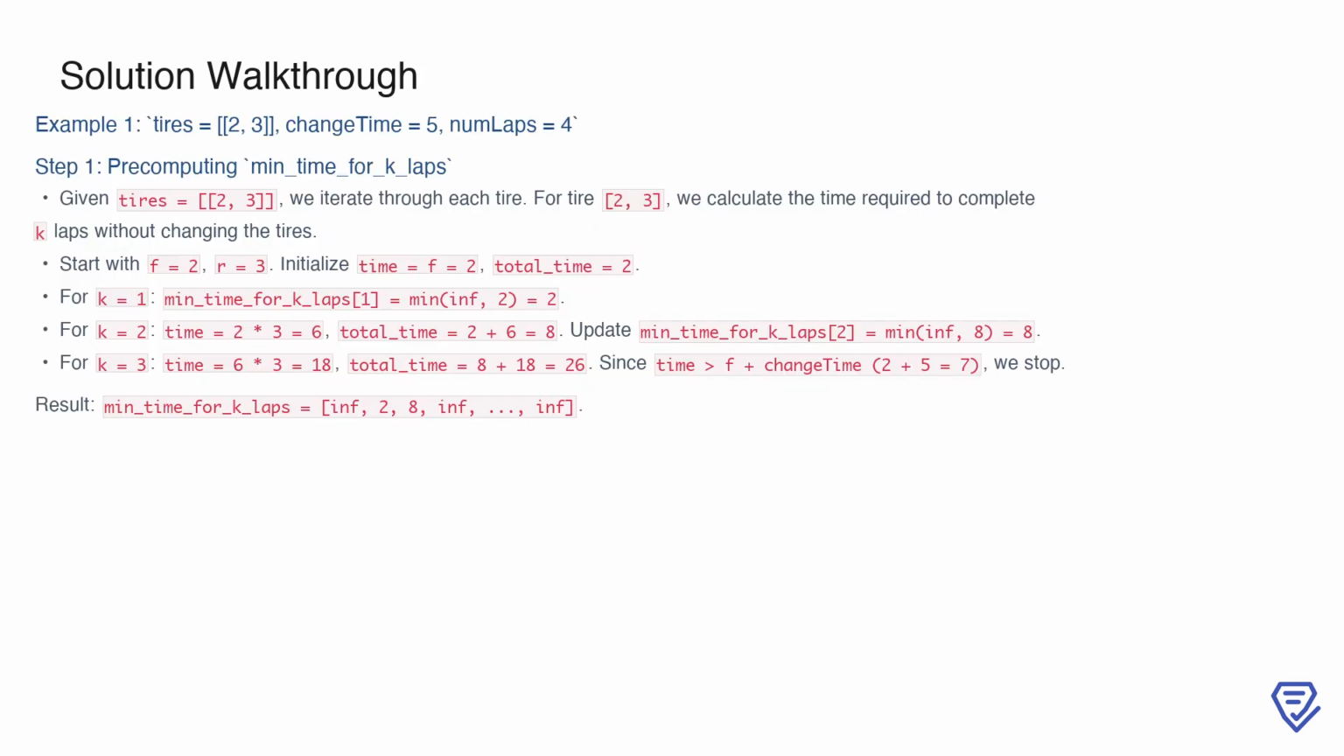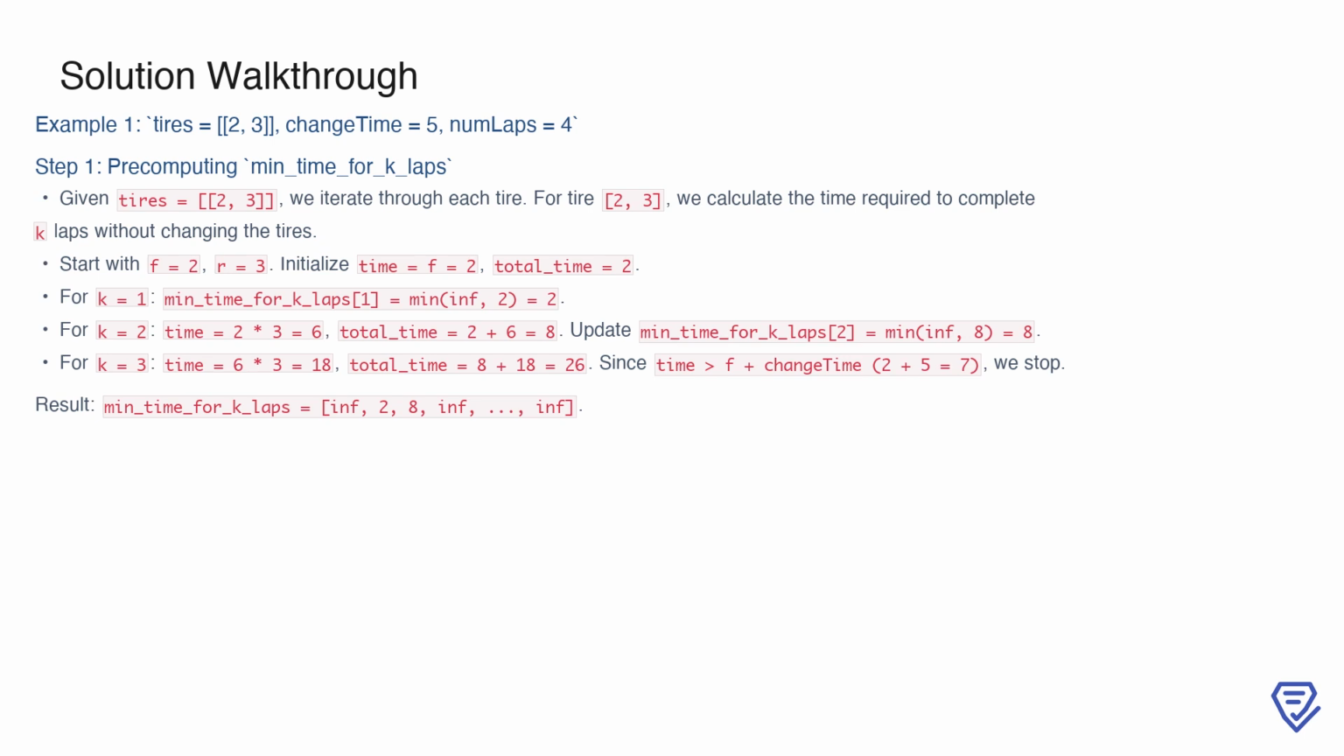We begin with the first example, where the tires are given as [2, 3], the change time is 5, and the total number of laps is 4. The first step is to pre-compute the minimum time required to complete k laps without changing the tire. For the tire [2, 3], the base time f is 2 and the multiplier r is 3. Starting with the first lap, the time is simply f equals 2, so min_time_for_k_laps[1] becomes 2. For the second lap, the time is calculated as 2 * 3 equals 6, resulting in a total time of 8 after 2 laps.